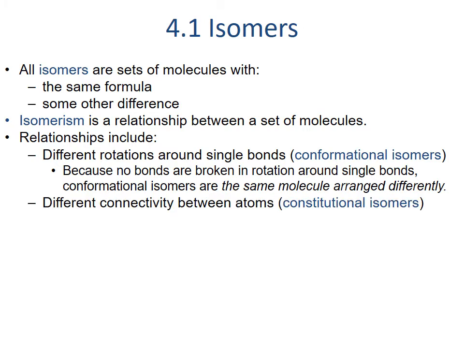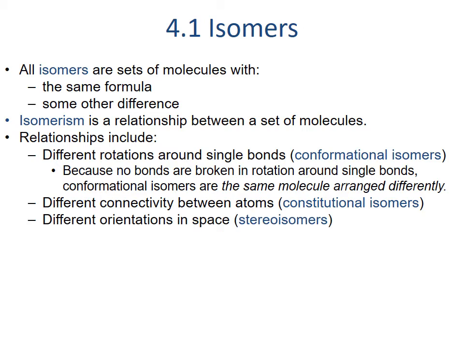Atoms may be connected differently as well. For example, 2-methylpentane and 3-methylpentane have the methyls at different positions. These are called constitutional isomers. Pause and draw these two molecules to convince yourself that they have the same formula but are not the same molecule. Again, 2-methylpentane and 3-methylpentane.